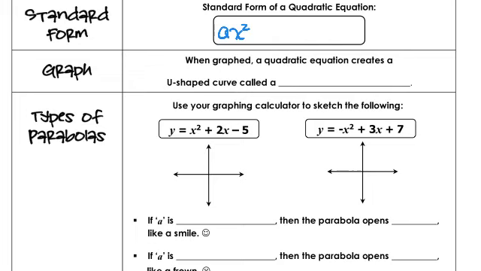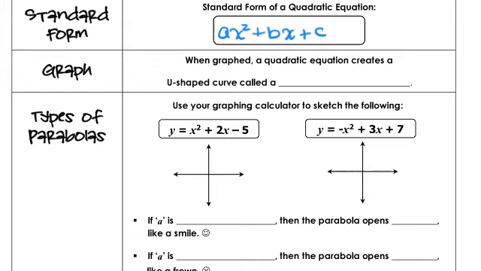This was a quadratic monomial. This is a quadratic trinomial. And this is the standard form of a quadratic equation. A is some coefficient of x squared, B is the coefficient of the linear term x, and C is the constant. And so this is a typical standard form for a quadratic equation.